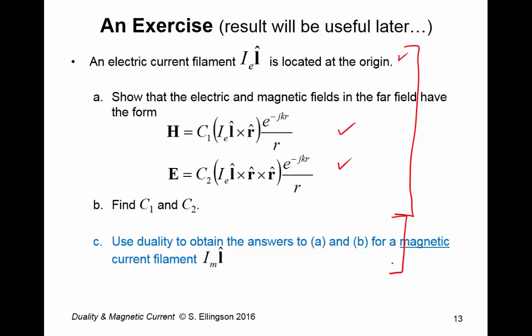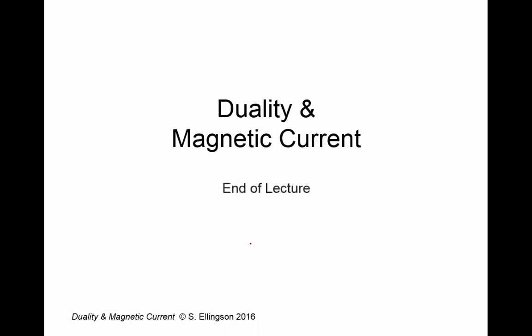Now, knowing what you know about magnetic currents, you can use duality to obtain the associated expressions for the case in which you have not an electric current filament, but rather a magnetic current filament. So that's the problem. Take what you know about this and apply duality and get the associated expressions for the magnetic current filament. This concludes this lecture on duality and magnetic current.